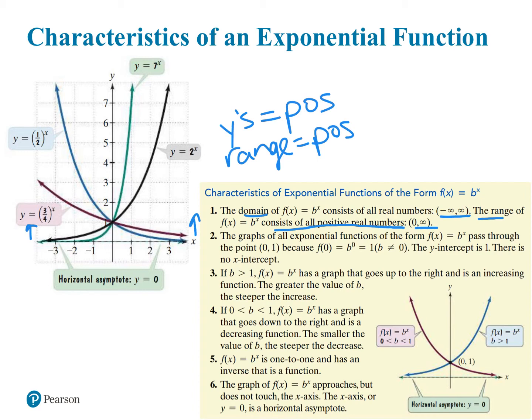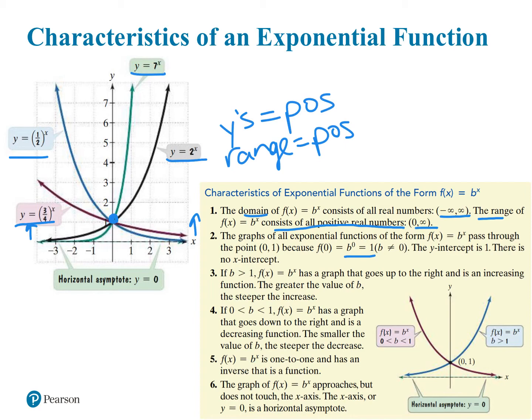The graphs of all exponential functions in this form pass through the point (0, 1). So you can see they all pass through (0, 1). These are all 4 different exponential equations, with nothing added or subtracted yet. And that's because f of 0, you would replace the x with 0 and get 1. So the y-intercept is always going to be 1. And there is no x-intercept because it never touches the x-axis.